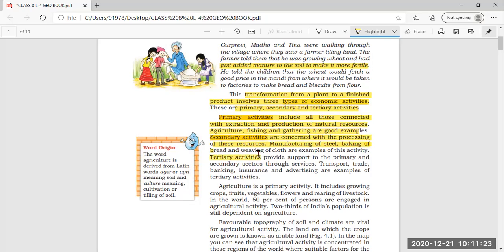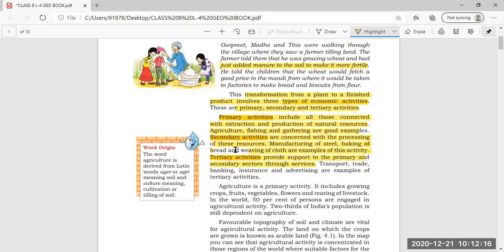Then the third activity, that is tertiary activity, and this tertiary activity provides support to the primary and secondary sectors through services. This tertiary activity is a type of support to the above two activities. How does it support the primary and secondary activity? Whatever is produced first in the primary, then it is changed through manufacturing and constructing by different methods through secondary activity, and then it is supported by the tertiary activity.